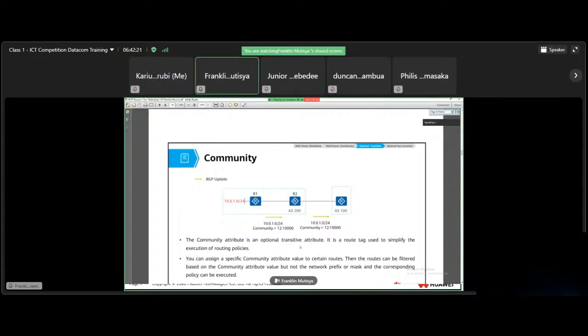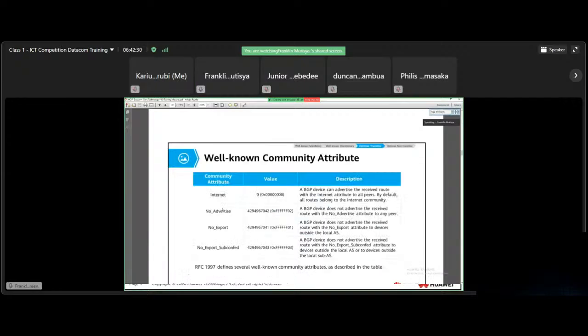So it's optional transitive, meaning if a router does not identify the community attribute, it will still forward it to the peers. So we have several of these, and you can be asked questions relating to the community attribute, in that we have these 4 community attributes.